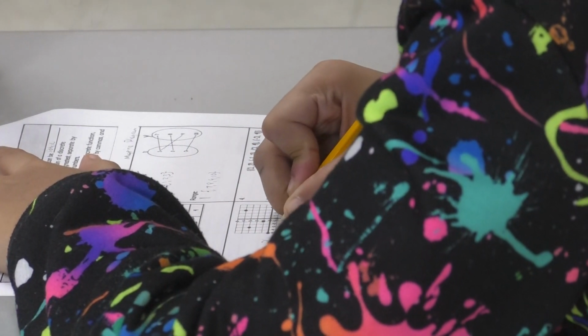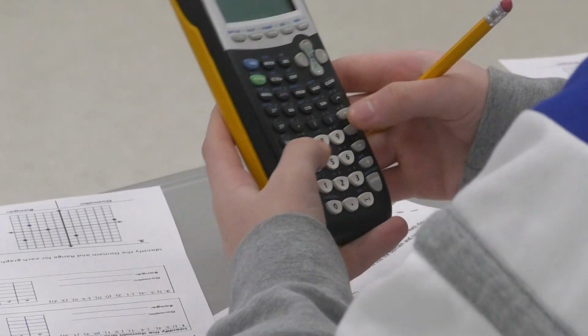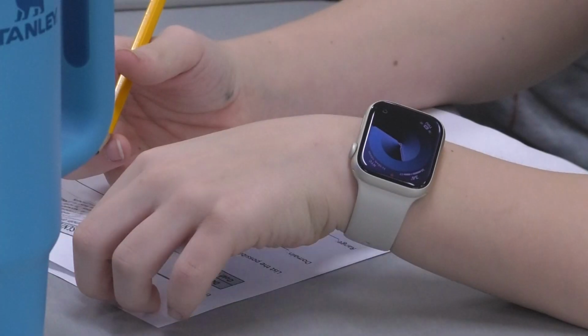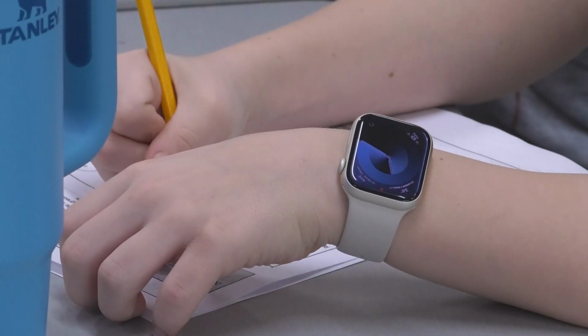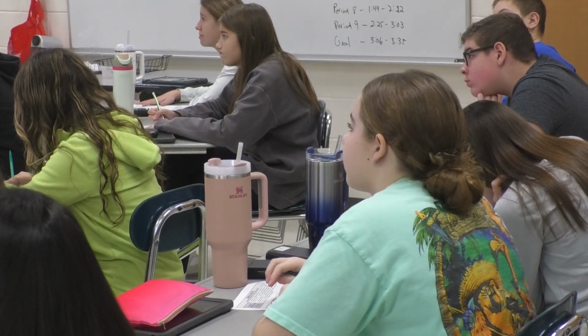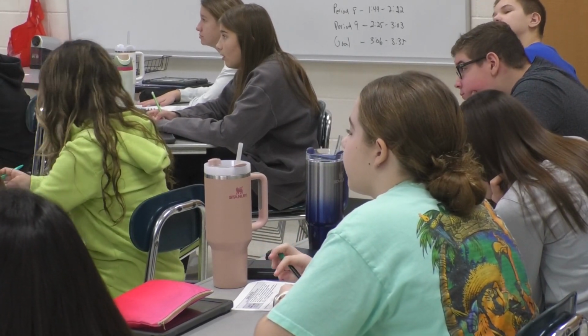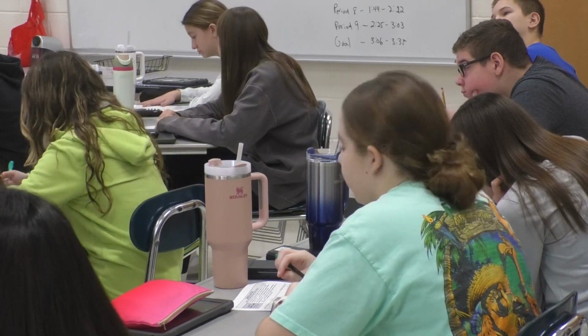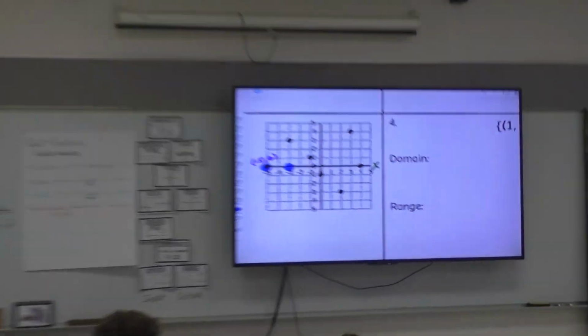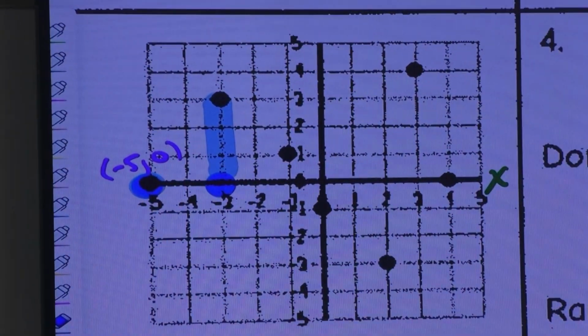So if I choose a highlighter, since I have one, and I look at the x-axis, because the x-axis is my domain, and I'm going to just highlight where my points are. So here I have a point that has an x of -5. Here I have a point that has an x of -3 right below it, because this is my point. I'll just kind of draw that highlighter up to it.